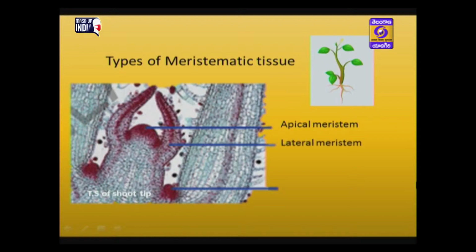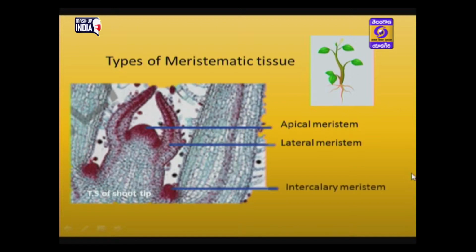Now, lateral meristem. These tissues are present around the edges in a lateral manner, see here, giving rise to the growth in the girth of the stem. Girth of the stem means this widening of the stem.